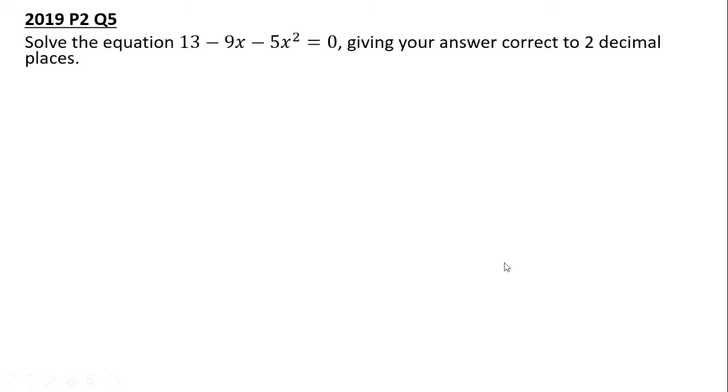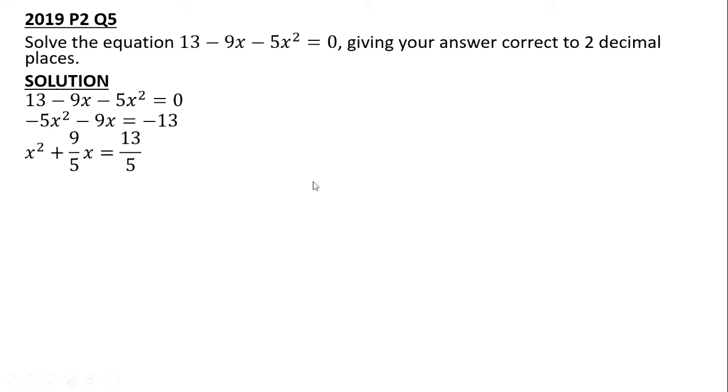2019. Solve the equation 13 minus 9x minus 5x squared equal to 0, giving your answer correct to 2 decimal places. The first thing we are going to do is to move that constant positive to the right, and the sign will change. It will look like that. From there, we have to have a coefficient 1 where there's x squared. So we'll divide the whole equation by negative 5. It will look like that.